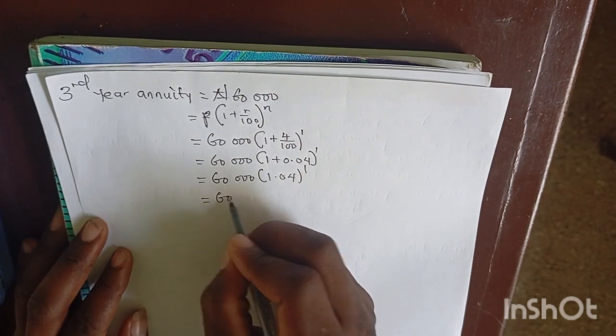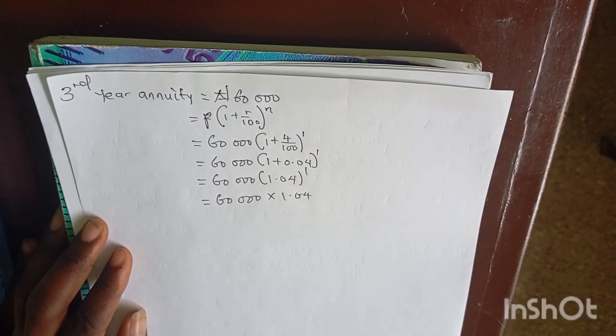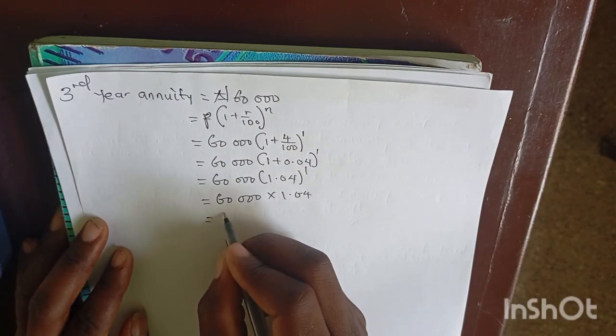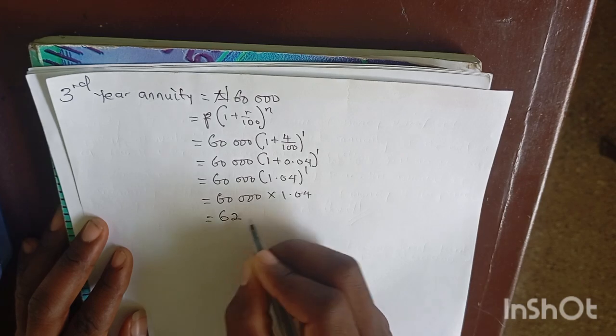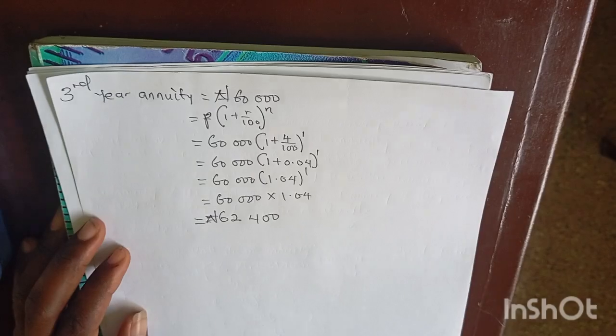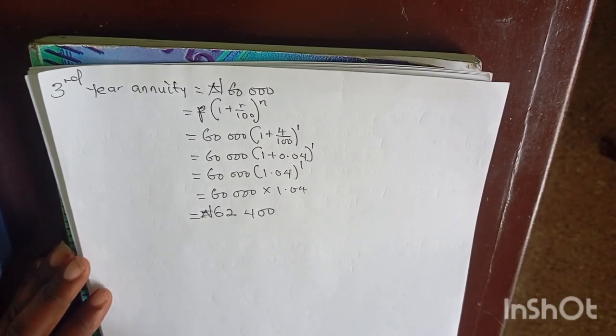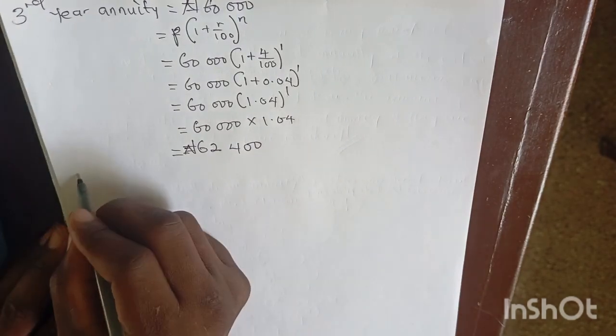So we have 60,000 times 1.04, which is 62,400. Since we are dealing with money, our naira sign is there. Now you know that it's a period of 4 years.